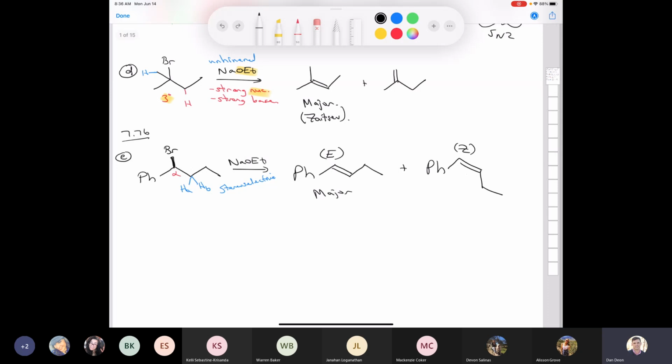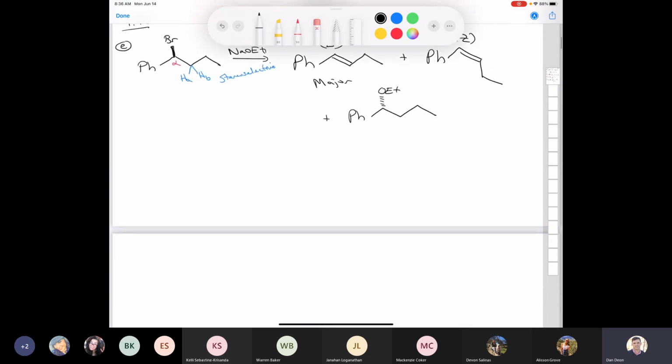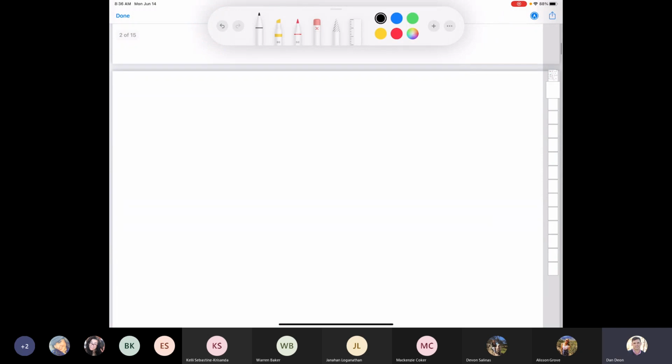So those are elimination products, but we're also going to end up with a little bit of substitution as well. And since it's an SN2 mechanism, we're going to get inversion of configuration. So we'll put plus, draw in all our carbons, and then we're going to have some of this ether formed like that.